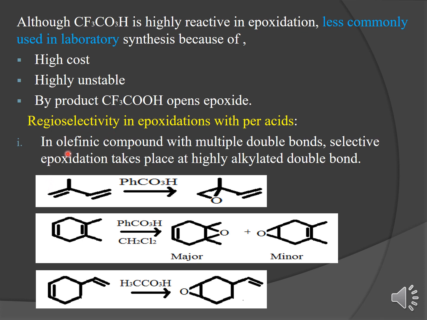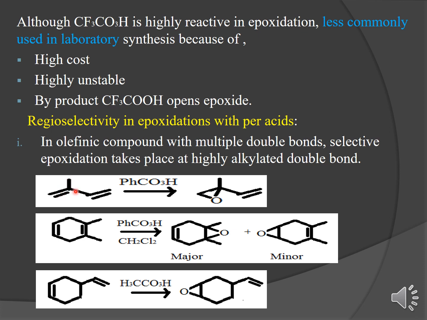So here, if you go through the first point, in an olefinic compound having multiple double bonds, the selective epoxidation will take place at the highly alkylated double bond. Here, the highly alkylated double bond is this one. So when we add the peracid, the epoxidation will take place over here, not towards this terminal alkene.